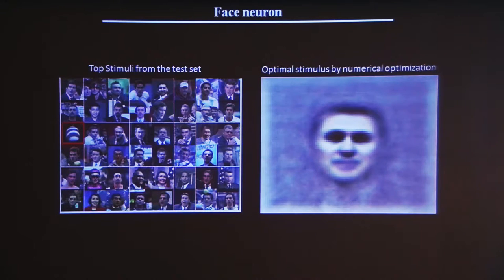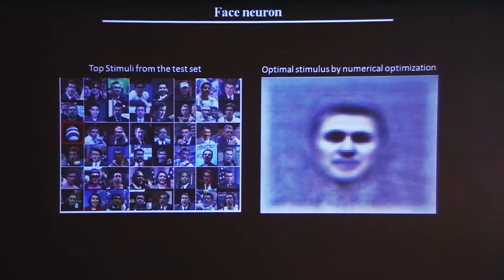So shown on the left, one particular neuron responded most strongly to those images shown here on the left. And there was one false positive, I think that's a computer mouse that it responded strongly to. And if you use numerical optimization, and Yoshua Bengio pioneered this technique, to try to find the input image that maximally activates this neuron, then this was what we found, that input image maximally activates this neuron.